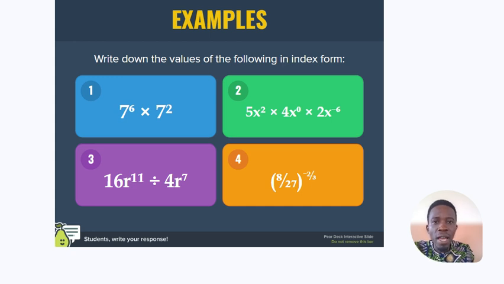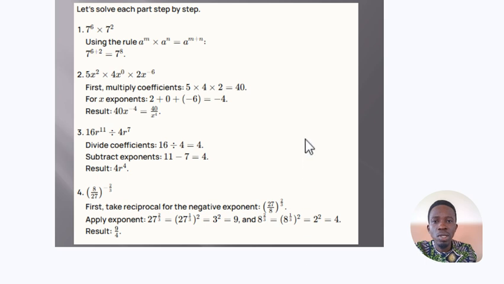The second example is 5x squared times 4x raised to power 0 times 2x raised to power minus 6. We solve it this way. We first multiply the coefficients. Why do we call it the coefficient? The number multiplying the letter is called the coefficient. So when we say 5x squared, the coefficient there is 5. The coefficient for the first one is 5, for the second one is 4, and for the third one is 2.